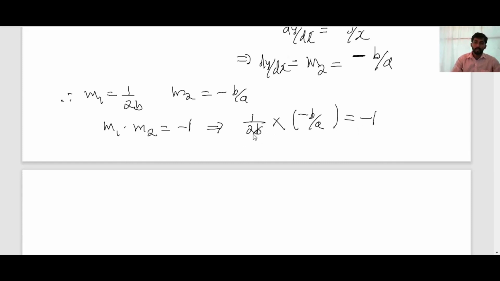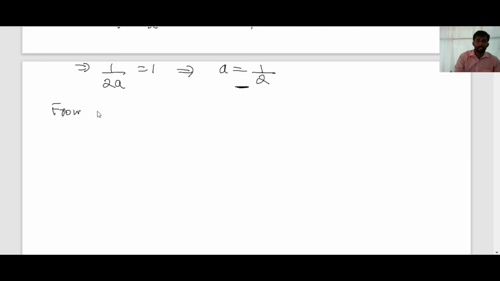Then simplify: b and b get cancelled, and the minus signs also cancel. What will you get? 1 by 2 into a, so 1 by 2a is equal to 1. This implies a is equal to 1 by 2. From equation 1, what is equation 1? In equation 1 we have a is equal to b square. This is our equation; just check the previous equation.